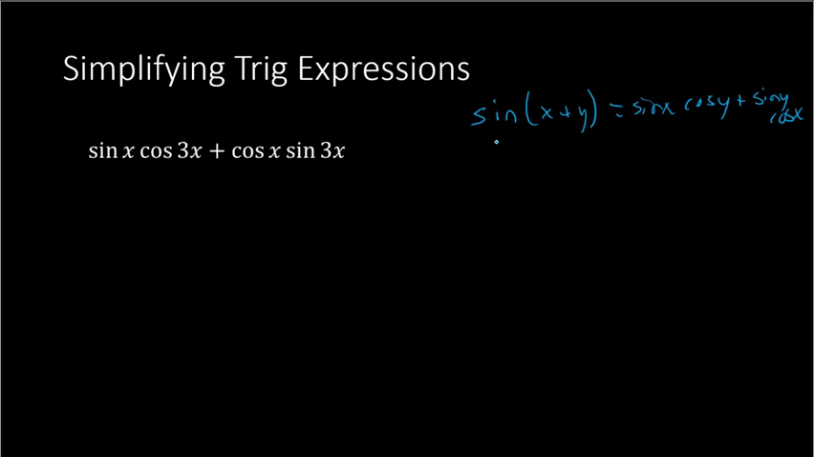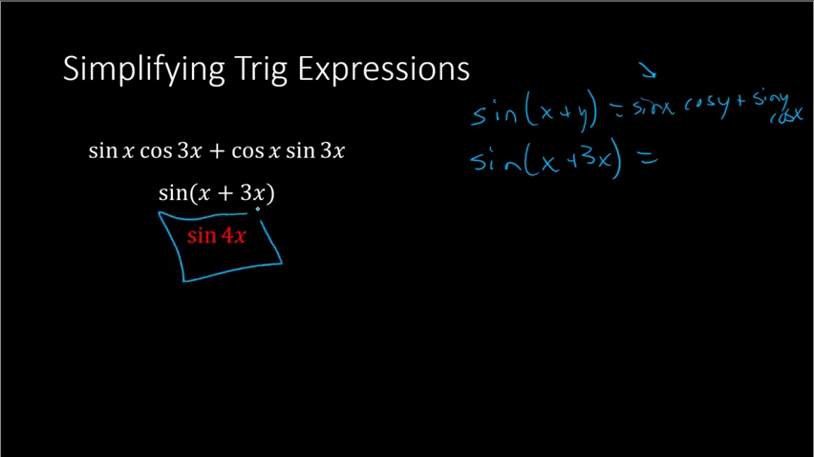It's comparable to this, where instead of x and y, we have x and 3x. So we see how that compares with what we have over here. So that's going to be a true statement. This would equal the sine of x plus 3x. And x plus 3x is 4x, so we can rewrite this as the sine of 4x.